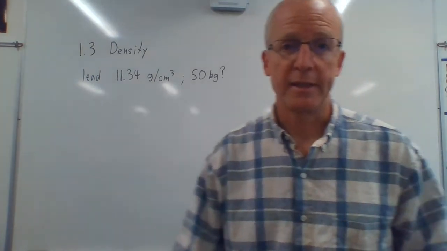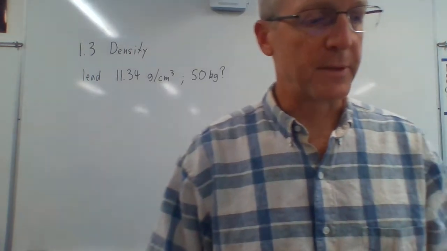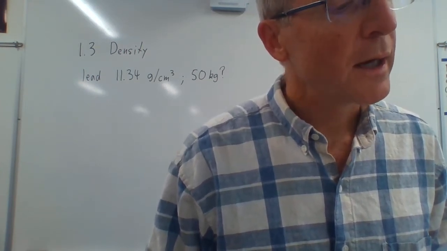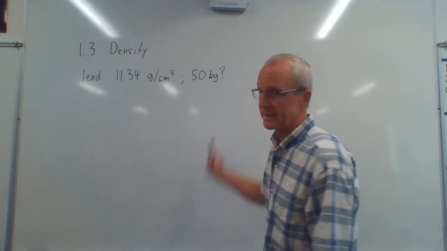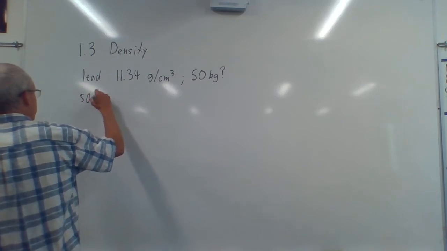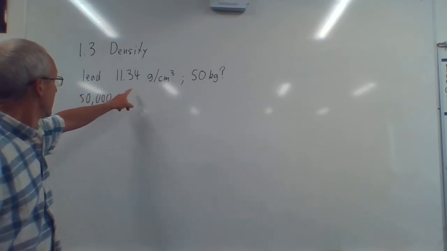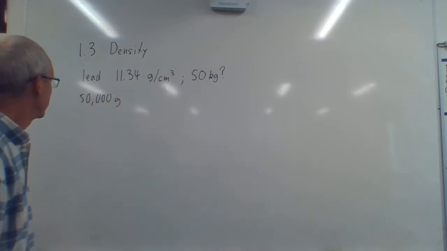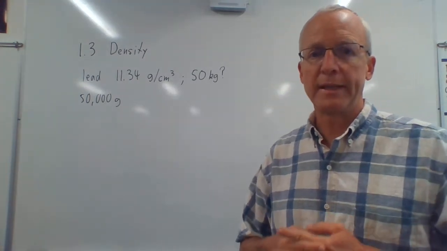There are lots of ways to start doing this, but let's change the grams first. Kilo means 1,000, so that's something you should know. So this is 50,000 grams. Right away we can say, let's say we have 50,000 grams of lead. It's going to be a lot of centimeters cubed, because there's 11.34 grams per centimeter cubed and we have 50,000 of them. So what is the volume of a lead sphere that we could have?